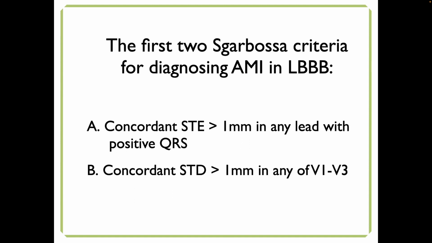So concordant ST elevation greater than 1 millimeter in any lead with a positive QRS. Okay, and I'm going to show plenty of examples. So even if you're thinking, I still don't know what that means, you will pretty quick. Sgarbossa B only applies to V1, V2, and V3. Sgarbossa A applies to any lead that has a positive QRS. Sgarbossa B is only V1, V2, and V3, and what you want is concordant ST depression. Okay, so let's look at some examples.